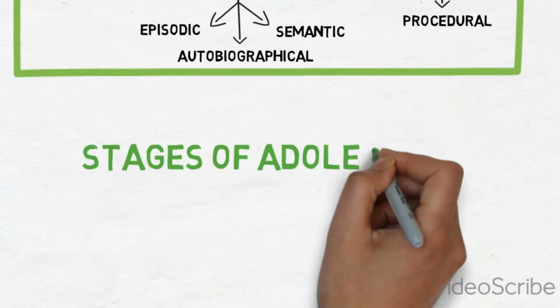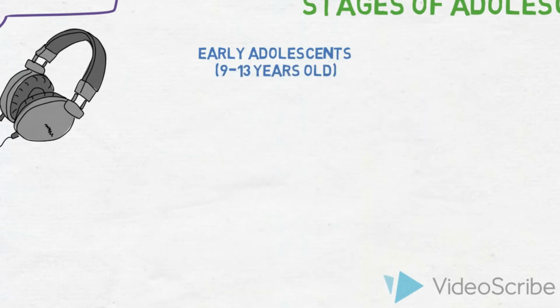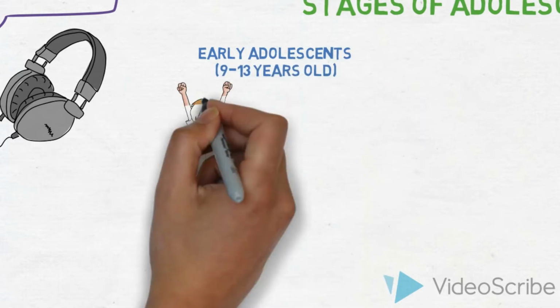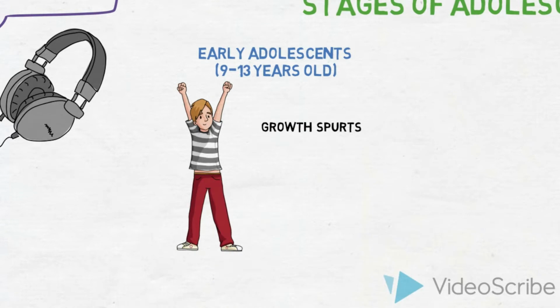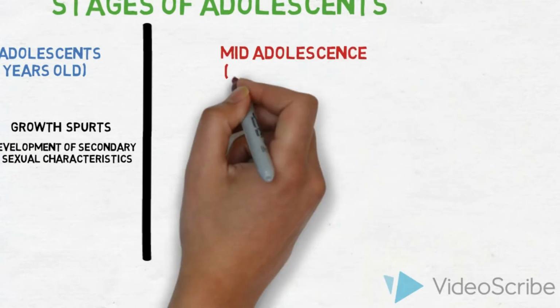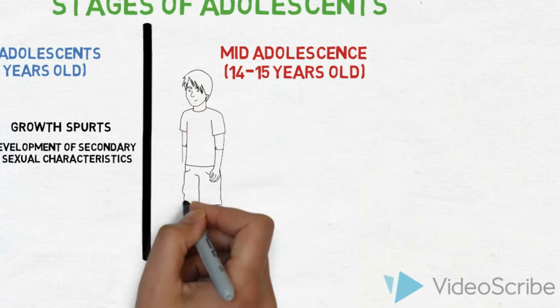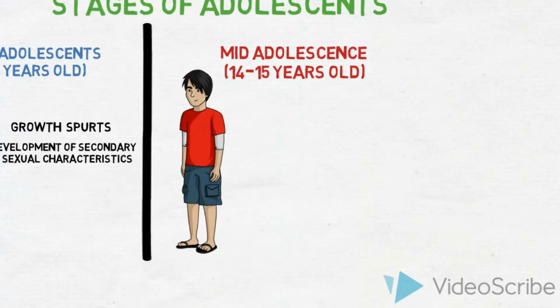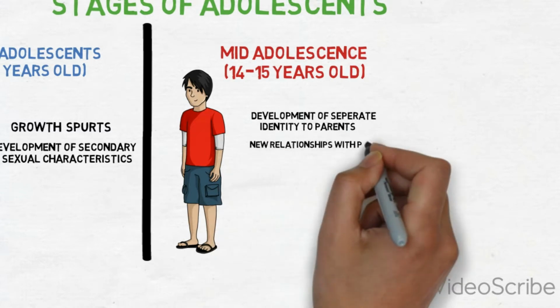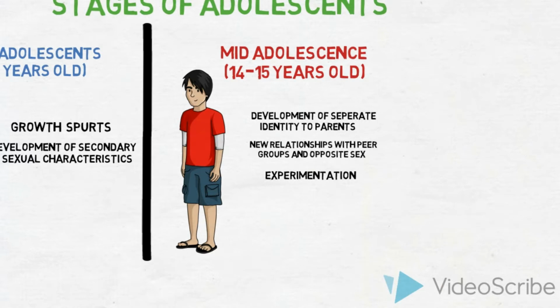The first stage of adolescence occurs between the ages of 9 to 13 and is called early adolescence. During this initial stage, people experience growth spurts and also the development of secondary sexual characteristics. The second stage is called mid-adolescence and occurs between the ages of 14 to 15 years. At this stage, people develop separate identities to those of their parents. People also start to build new relationships with their peer groups and the opposite sex. A lot of these new relationships are formed through experimentation.